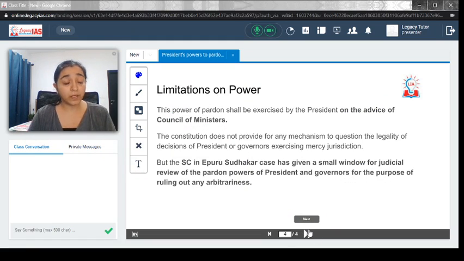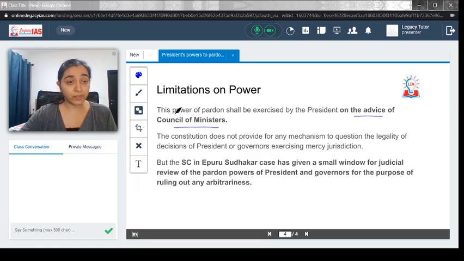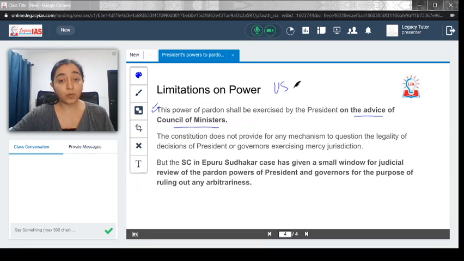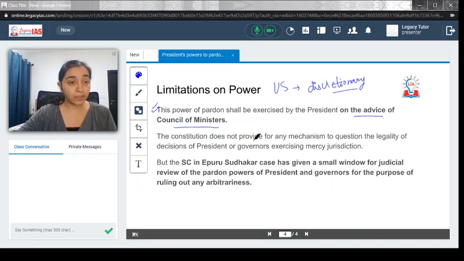Now let's also try to understand the limitation of power on the President. The power of pardon shall be exercised by the President on the advice of the Council of Ministers. This is a very important point for you to remember, that unlike in the US, where the pardoning power of the President was discretionary. In the US it was discretionary. The President could decide on his own. On the other hand, in India, the power of pardon of the President shall be exercised on the advice of the Council of Ministers.